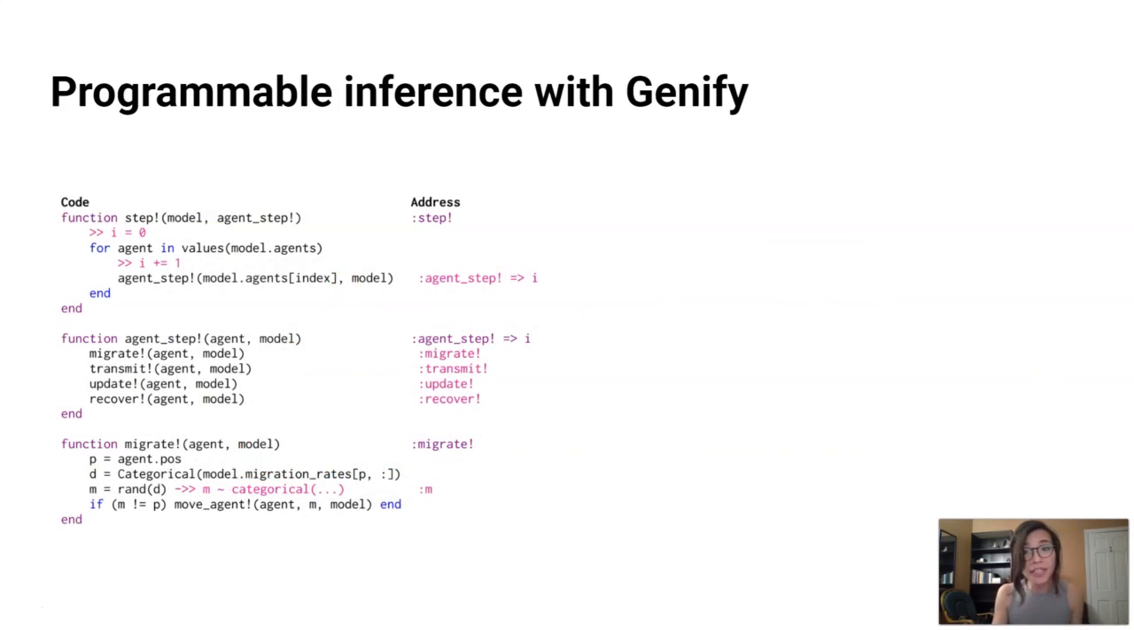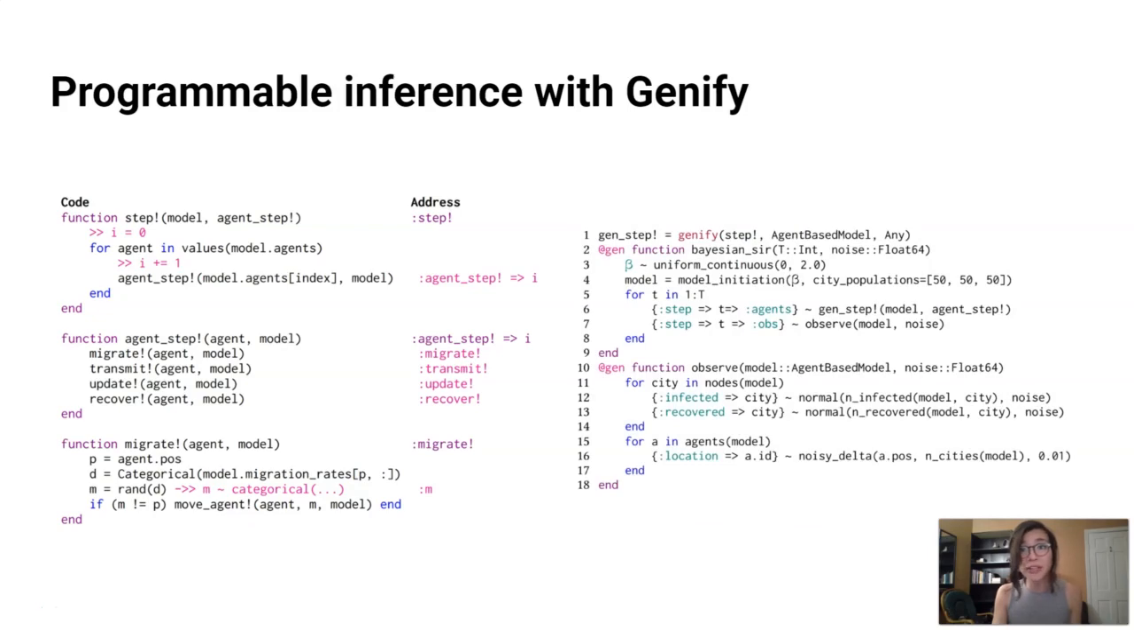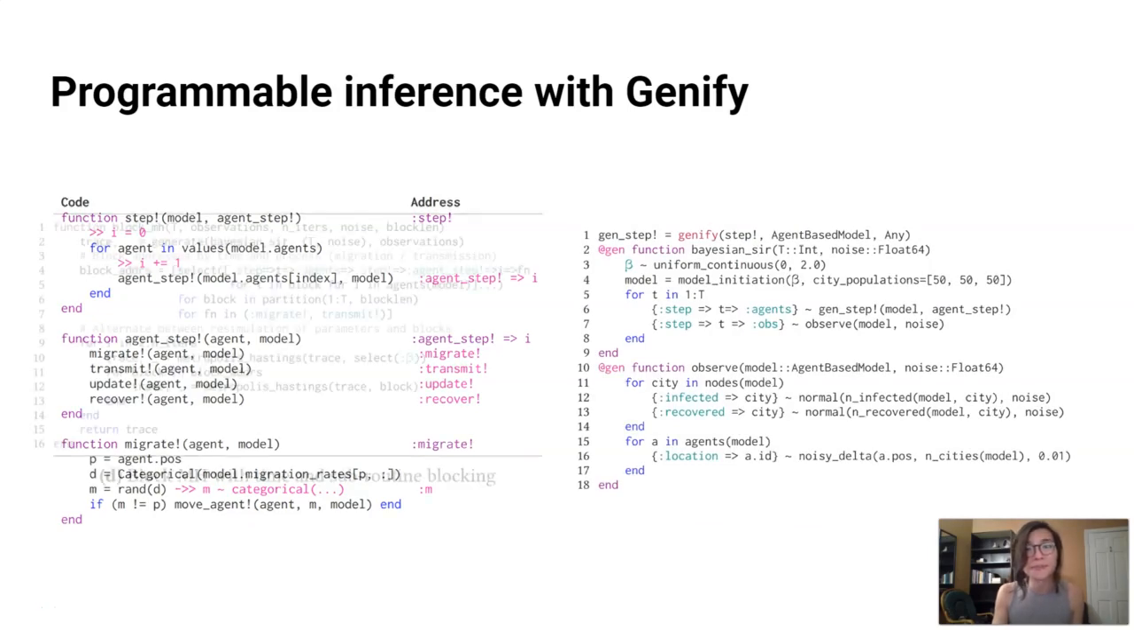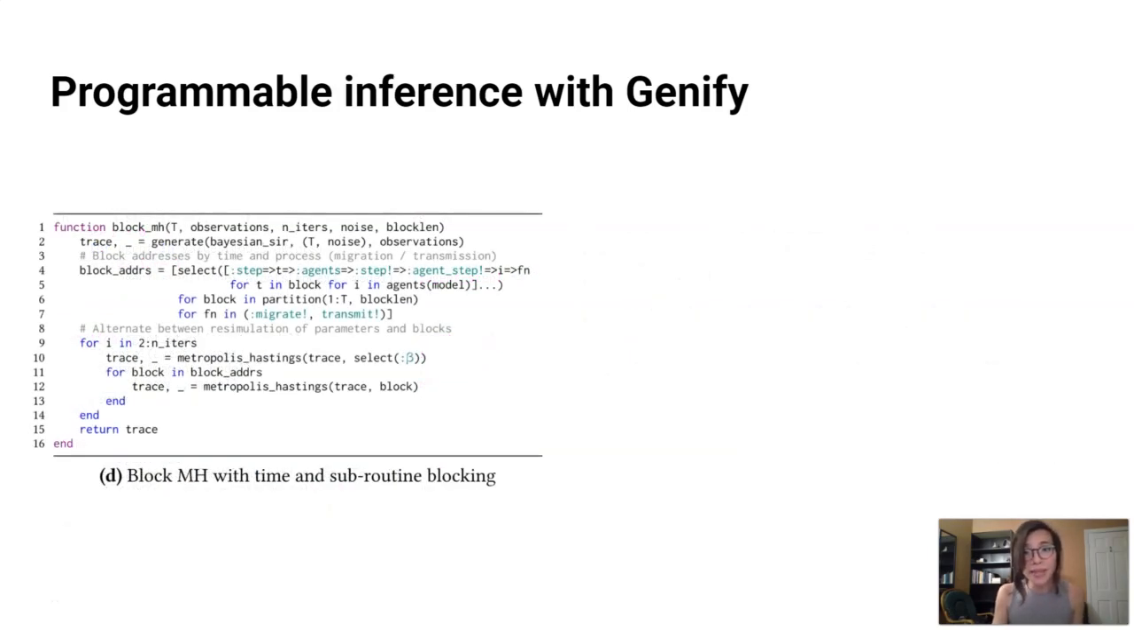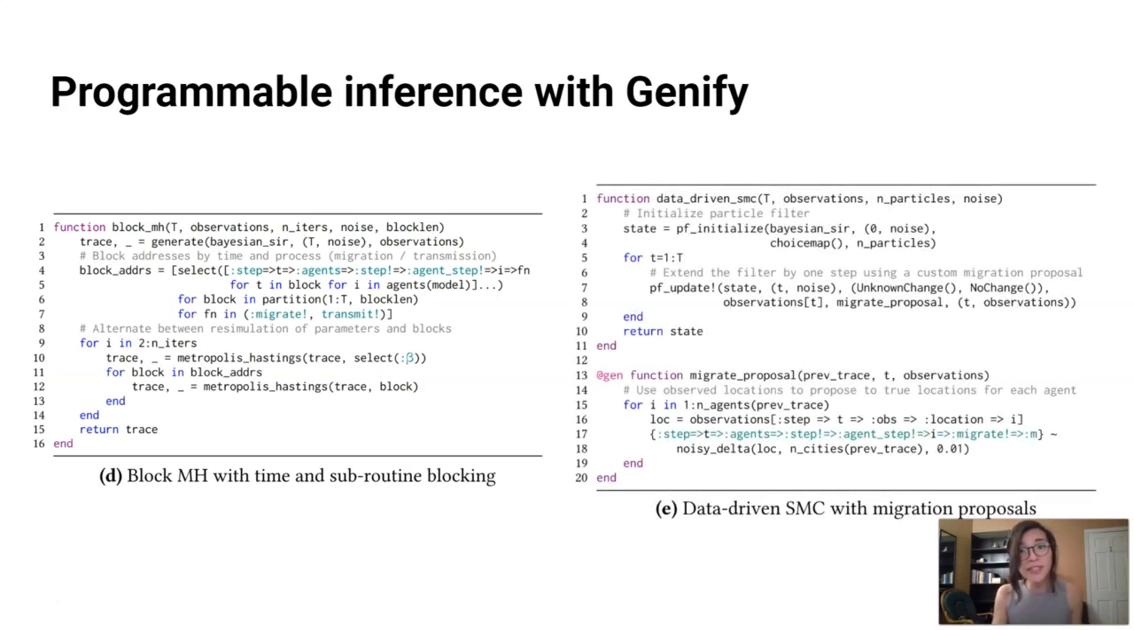We can call Genify in the top-level function of the simulator, and it will automatically genify all nested functions as well. We can then wrap this genified function within regular Gen functions, which add parameter uncertainty and observation noise. Finally, we can rapidly prototype inference algorithms customized to this particular model, such as Metropolis Hastings with custom blocking, or SMC with a data-driven proposal. Each of these takes only about 20 lines of code using Gen's inference primitives.